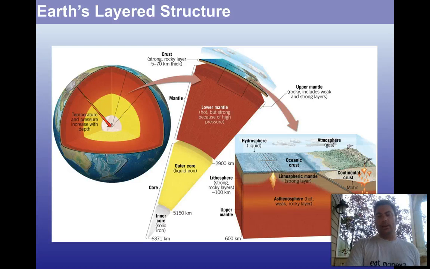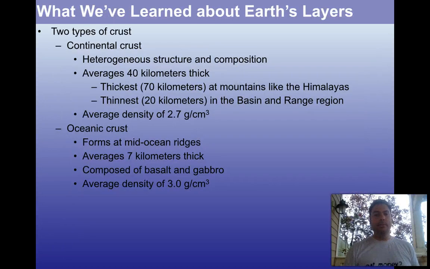Okay, I think that we kind of covered this slide really quick. So we did learn that there were two kinds of crust using this technique. We learned that there's the continental crust, which is heterogeneous in structure and composition. We usually assume it's granite, but it's actually made out of all kinds of different stuff. It averages about 40 kilometers thick, but there are places where it's a lot thicker and a lot thinner. For example, in the Himalayan mountain range between India and Asia, it's 70 kilometers thick. That's a very thick crust.